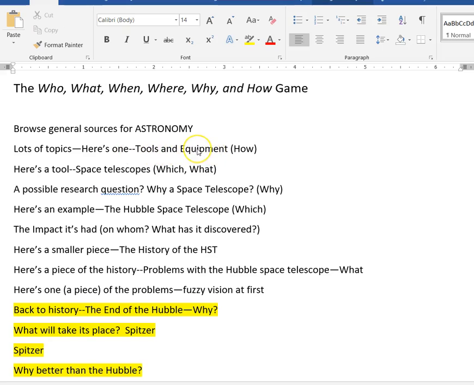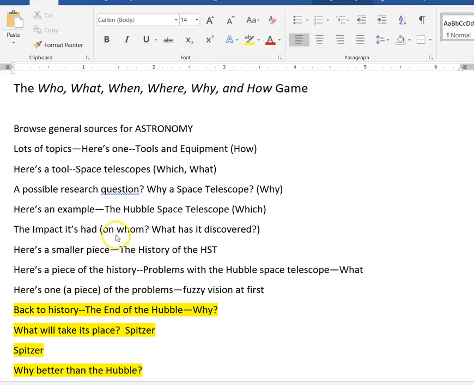So I did another with tools and equipment, and I browsed a bit, and I found space telescopes as opposed to ground-based telescopes. And then into my head popped a possible research question: why a space telescope? What's wrong with the ground? But then I said, no, I'm going to keep going. And so I found an example that they kept mentioning, the Hubble Space Telescope. And then the impact it had over the last, I think, 30 years that it's been up there, maybe more.